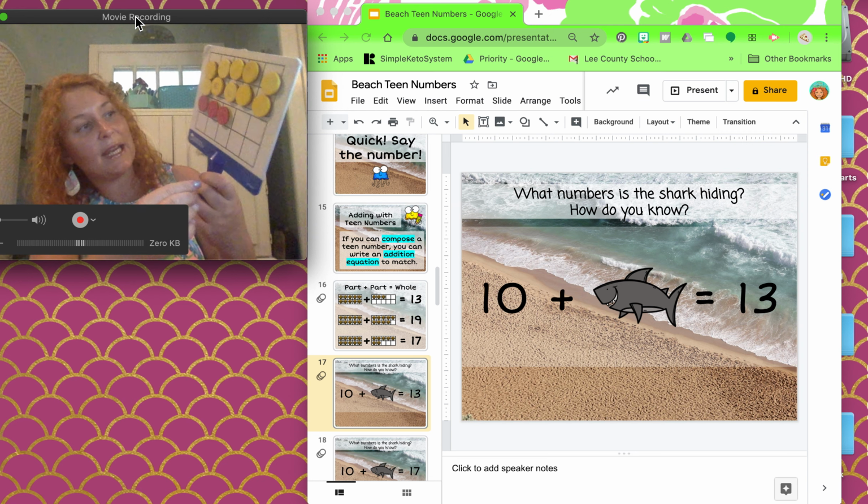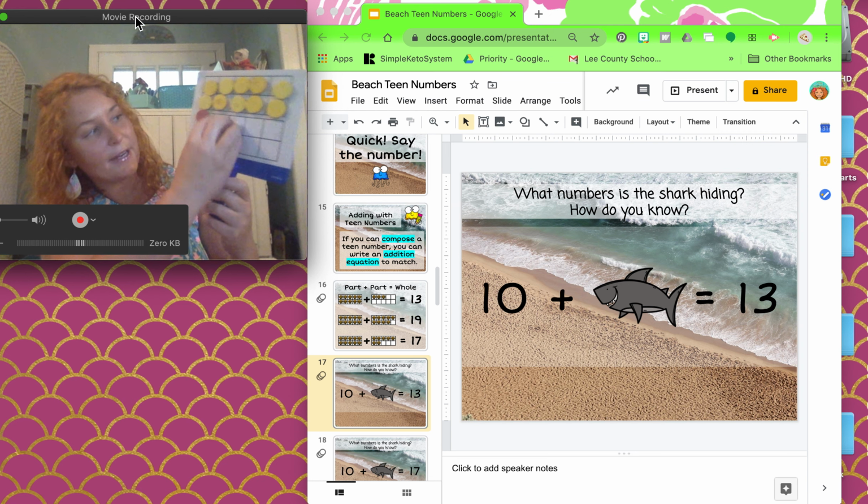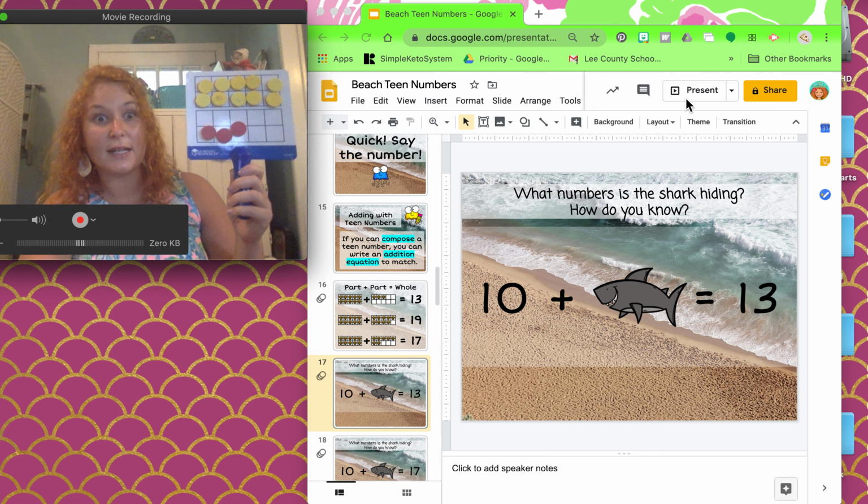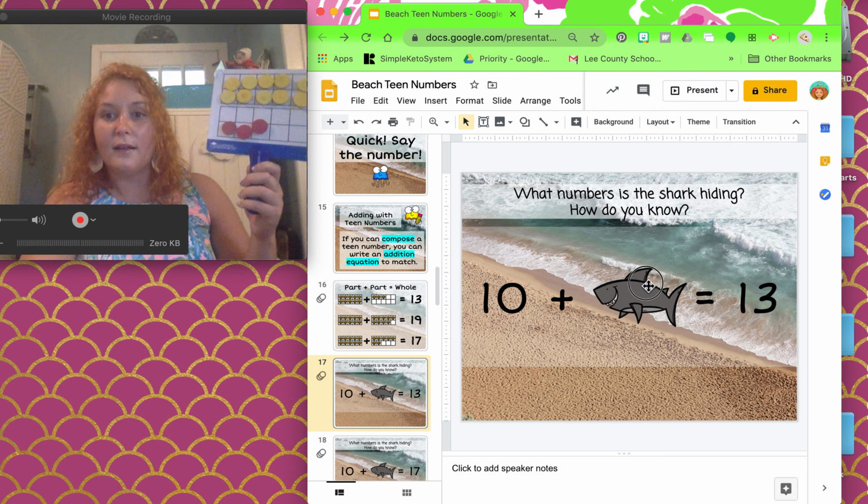So if I have 13, what is the missing part the shark is hiding? He's hiding this part, okay? So the missing number is going to be 13. Let's see if we're correct. I'm just going to move him.